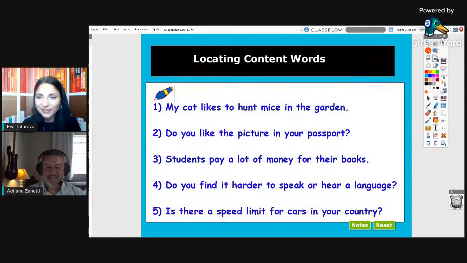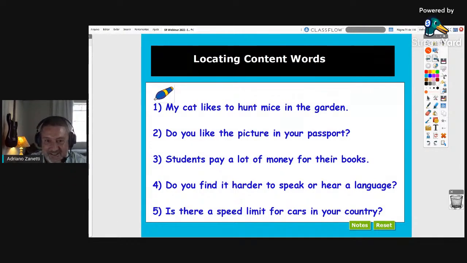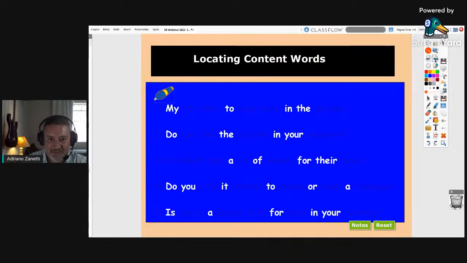Okay. Right. So what I do, I get some isolated phrases. I ask them to locate the content words, and I eliminate the structure words. And here I go: cat likes hunt mice garden. You got a message. Then I do the opposite: my, to the, and I ask them, which version do you get a message from?